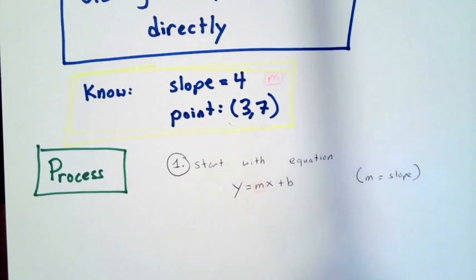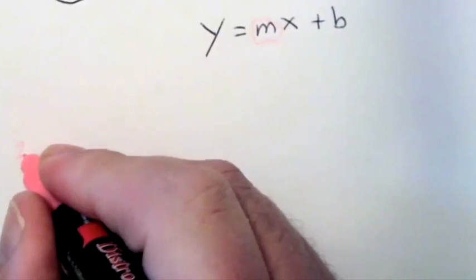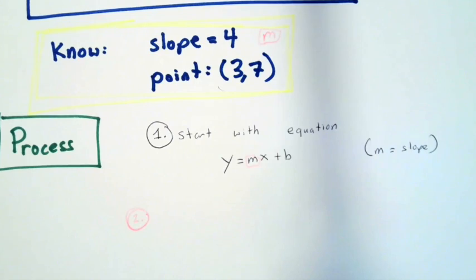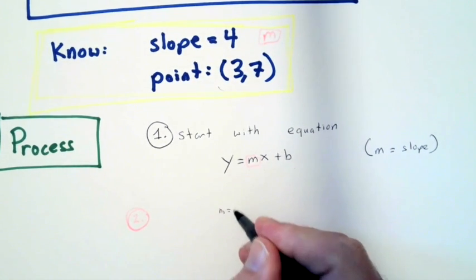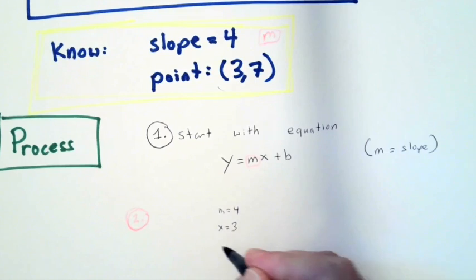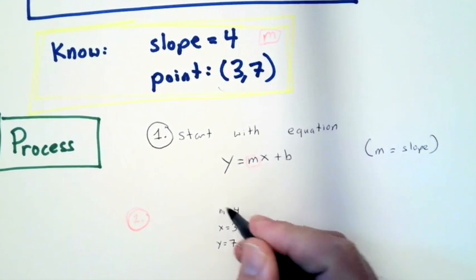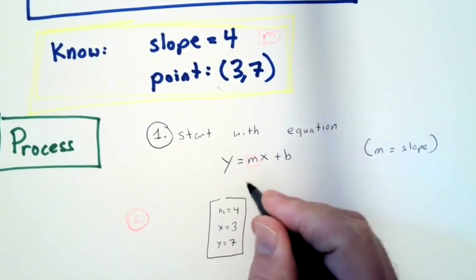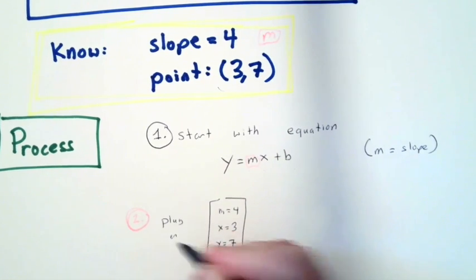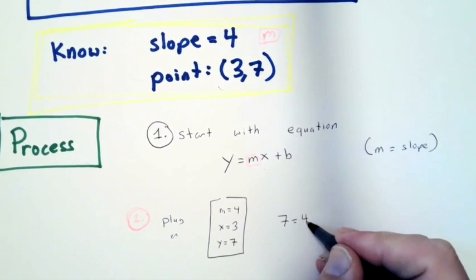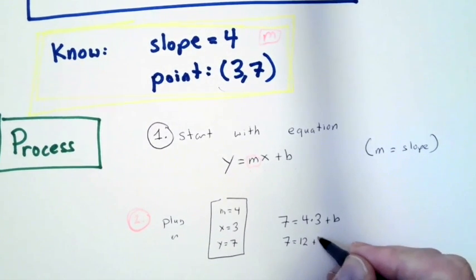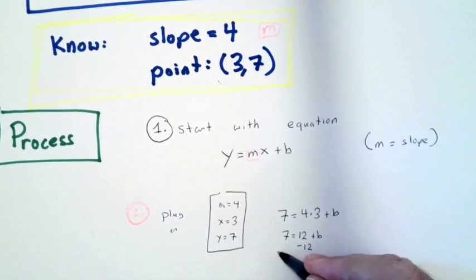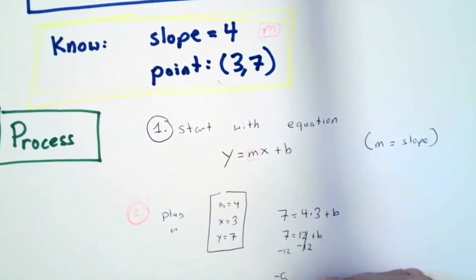Now this relationship y equals mx plus b holds for any (x, y) pair. So what I can do is plug in three of these pieces, y, m, and x, to find the fourth one. So my m is equal to 4, my x is equal to 3, and my y is equal to 7. If I plug this information into y equals mx plus b, I get 7 equals 4 times 3 plus b. So 7 is equal to 12 plus b. And if I subtract 12 from both sides, then I get that negative 5 is equal to b.